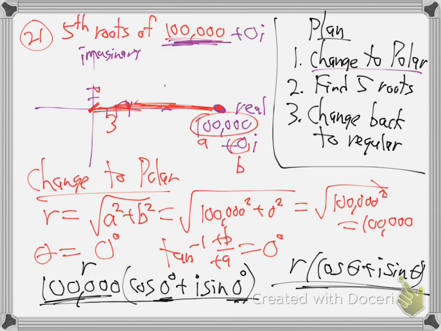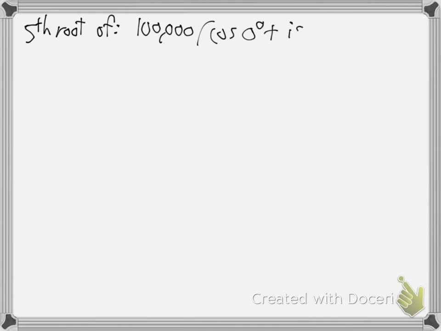That's step 1. So we've got polar form now. We changed it from normal to polar. So now we say, okay, they want the fifth root of 100,000 times cosine 0 degrees plus i sine 0 degrees.